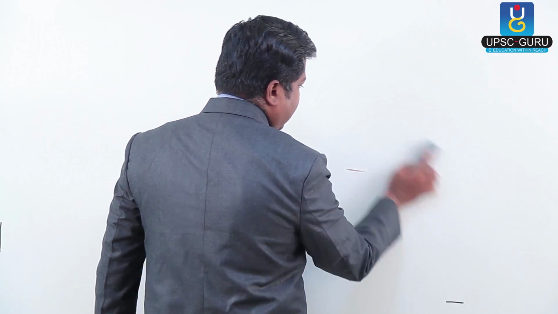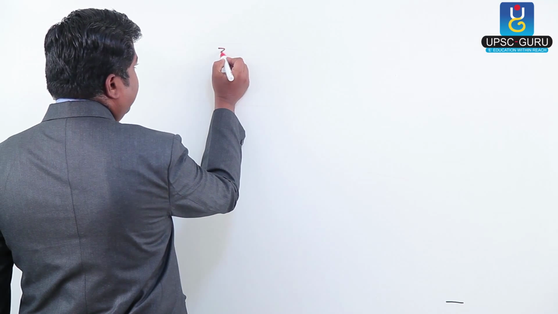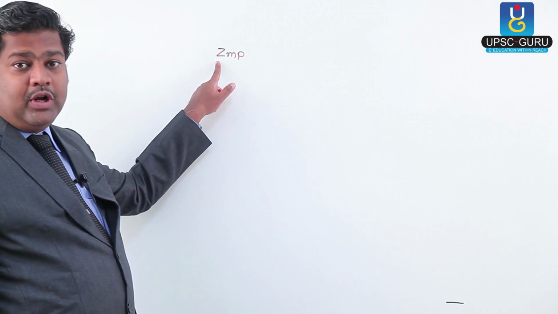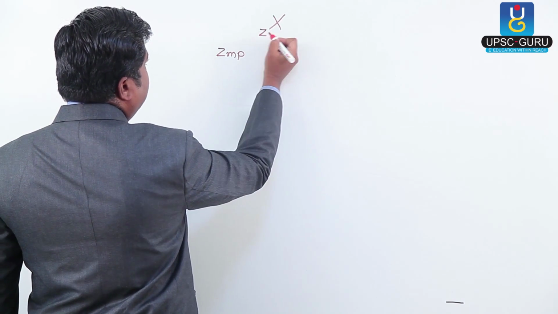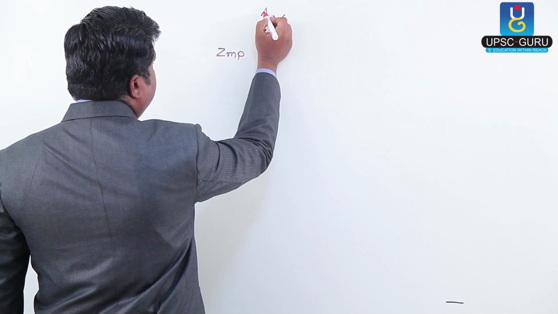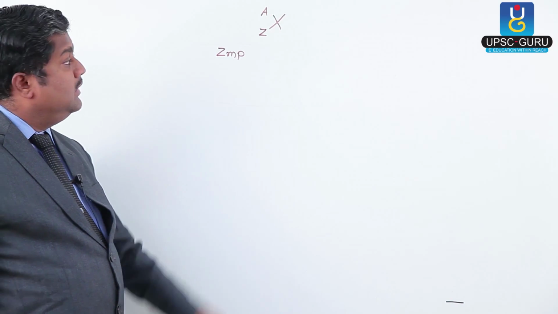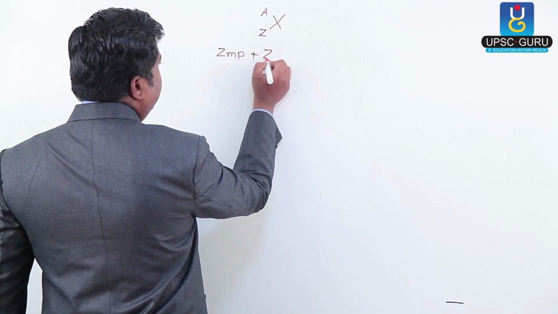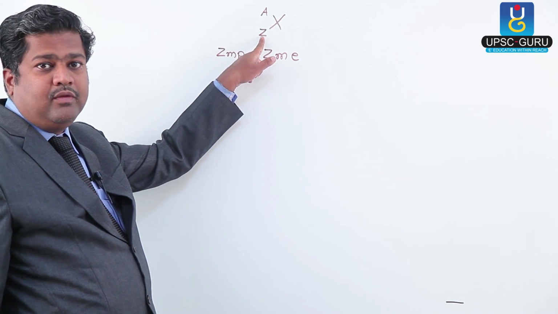for the calculated mass. This is simply, I can say, Z into the mass of proton. What is Z? You are aware, this is the atomic number and this is the mass number. Suppose X is an element, I am writing here the atomic number and here the atomic mass number. So Z into the mass of proton. So how many protons are there? Z, plus Z into the mass of electron, because the number of electrons is also equal to the atomic number.